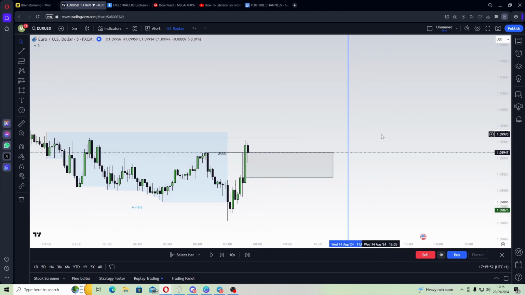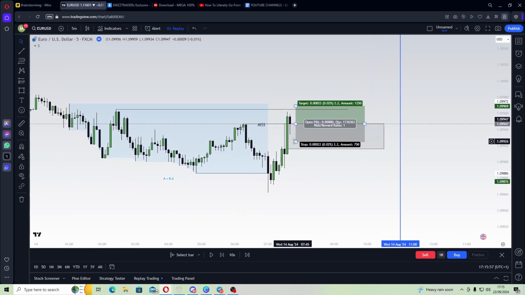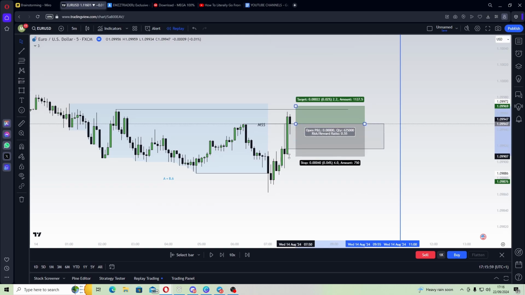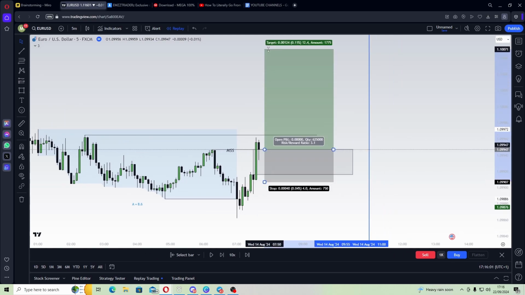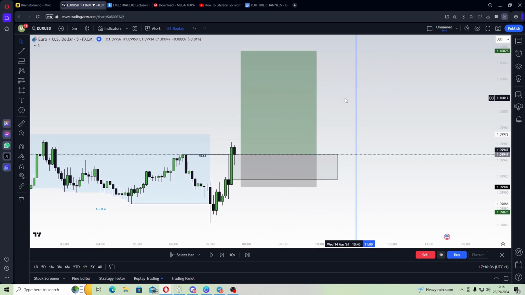And what we're going to be doing is entering off of this right here, entering off the top of it, placing my stop loss just below this FVG candle right here, and placing my take profit on a 1 to 3 risk to reward ratio. Now, if I run this forward, you're going to see exactly how it plays out, and exactly how price is going to sweep and absolutely smash take profit.